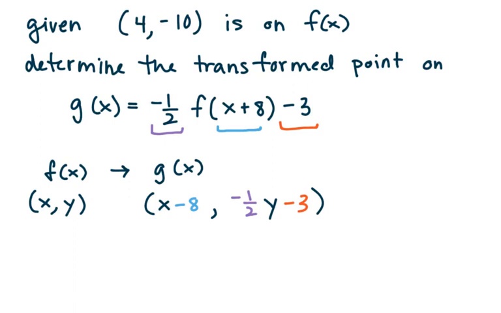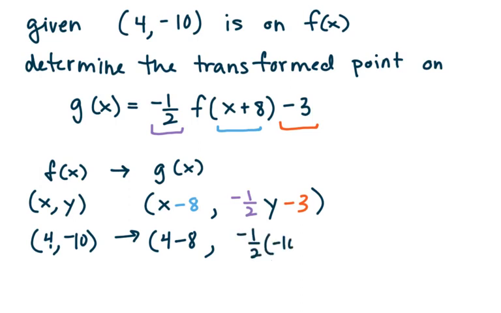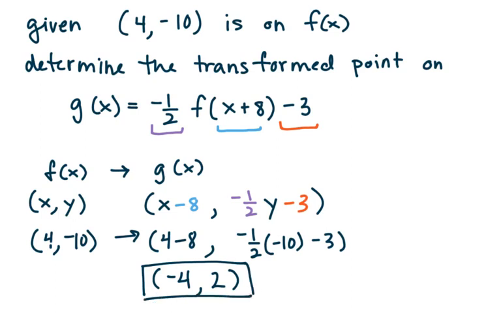So this would give me my transformed ordered pair. If I start with (4, -10), then what that will become is 4 minus 8 and negative 1/2 times negative 10 minus 3. 4 minus 8 is negative 4. Negative 1/2 times negative 10 is positive 5, and positive 5 take away 3 is 2. And here I have my new ordered pair.